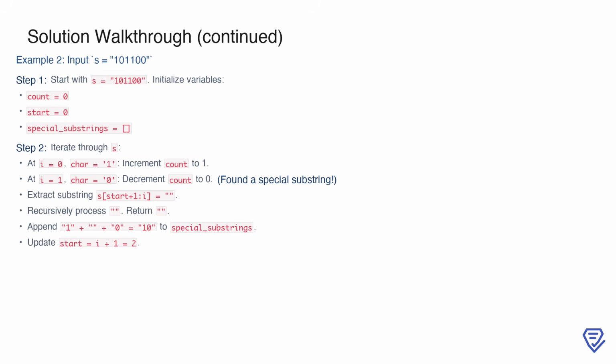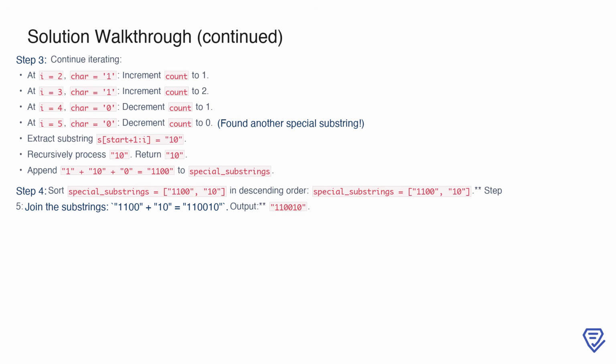Recursively processing this empty string gives us an empty string. We then reconstruct the substring as 1 plus 0, which equals 10. This substring is added to special_substrings, and we update start to 2 to continue processing the remainder of the string. We proceed by iterating through the rest of the string.